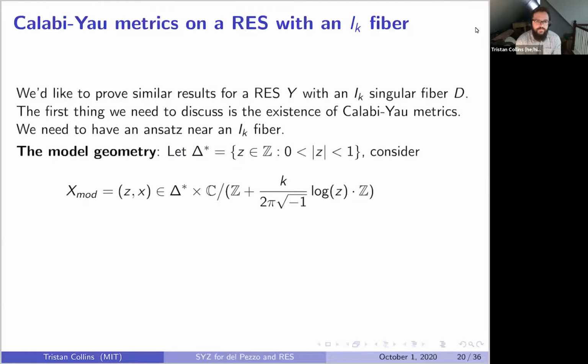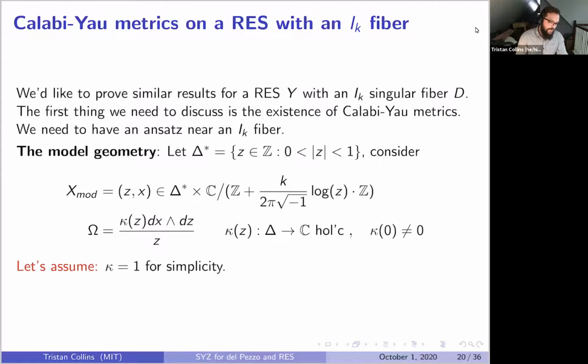Near an I_K fiber, any elliptic fibration over a disk with an I_K fiber over 0 is always biholomorphic to this model fibration. You take the punctured disk Δ*, with z in the disk, and you quotient C by the lattice Z plus Z times (K over 2πi) log z. That gives you a holomorphically varying lattice on the punctured disk, and you can take the quotient of C by that lattice. So this is the model fibration for an elliptic fibration with an I_K singular fiber, and it can be completed over 0 to give you an I_K singular fiber.